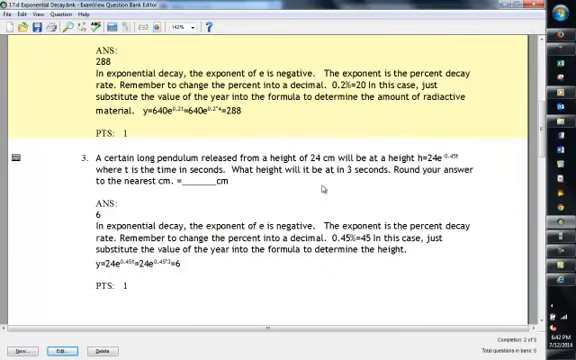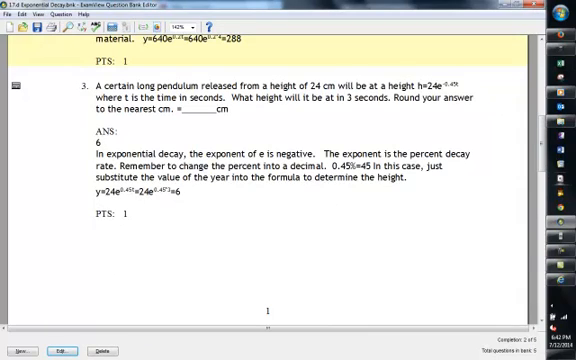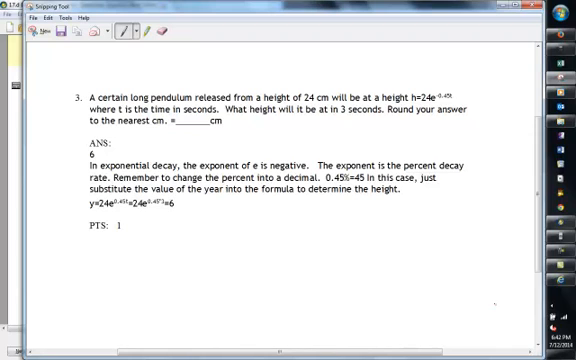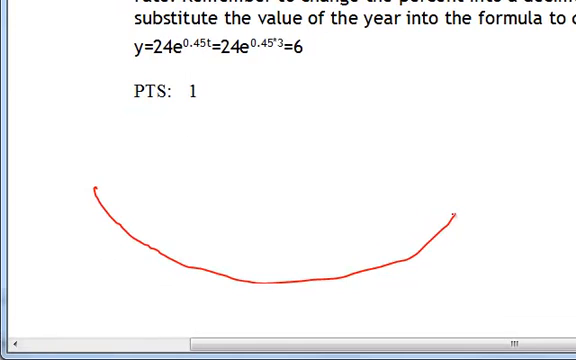Next one. A certain long pendulum released from a height of 24 centimeters. So I'll show you what that means. So it's going to be released at 24 centimeters. So this distance is 24 centimeters. What height will it be at in 3 seconds? So it loses its height at negative 0.45 times the height.